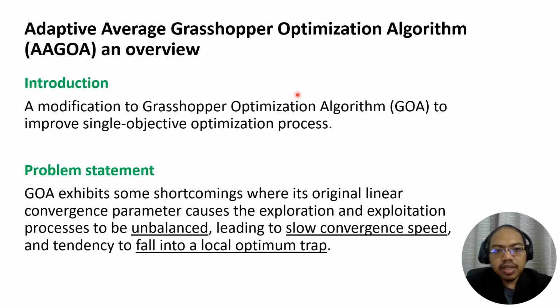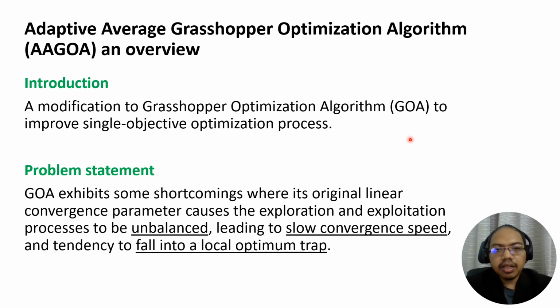So I'm going to present the Adaptive Average Grasshopper Optimization Algorithm, or the short name is AAGOA. Now, just as an overview, it is an algorithm that is used to improve the original Grasshopper Optimization Algorithm, and it is limited to a single objective optimization process.